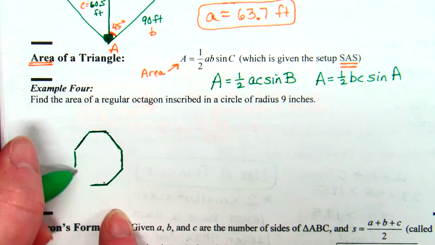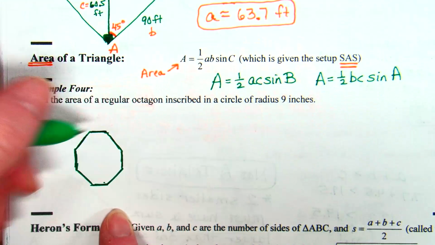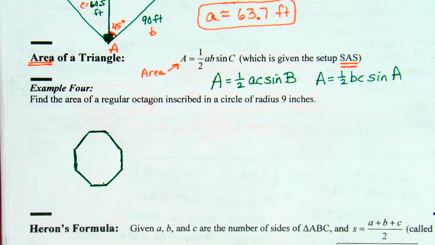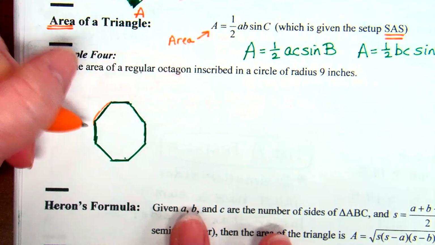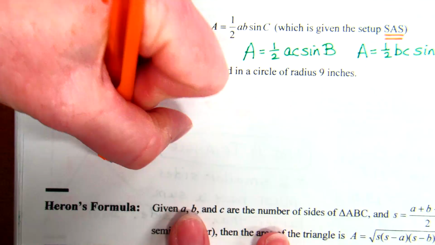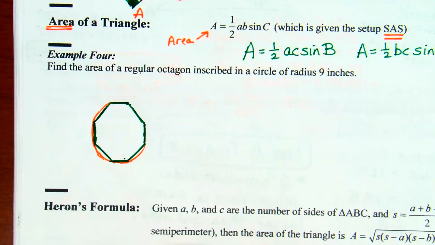Not the best octagon, but you get the idea. If the octagon is inscribed in the circle, that means the circle goes around the edges, right? And again, easier said than done to show.